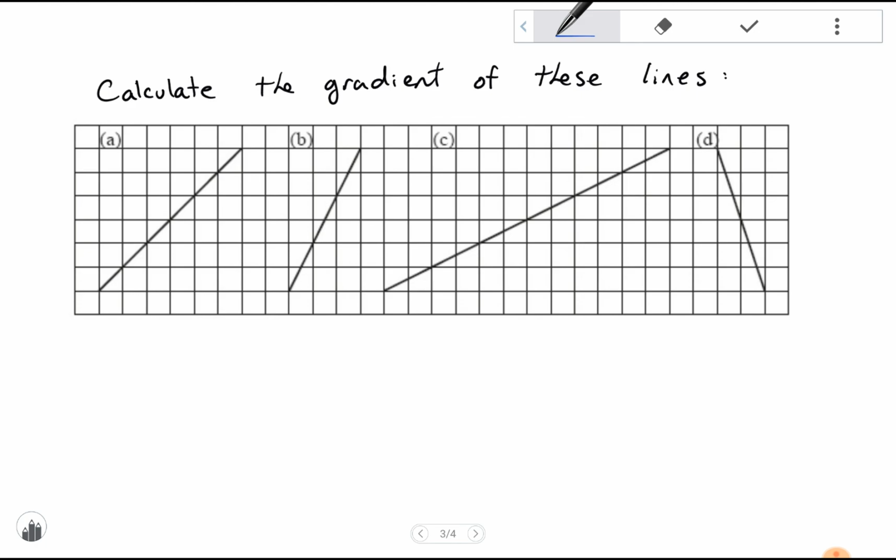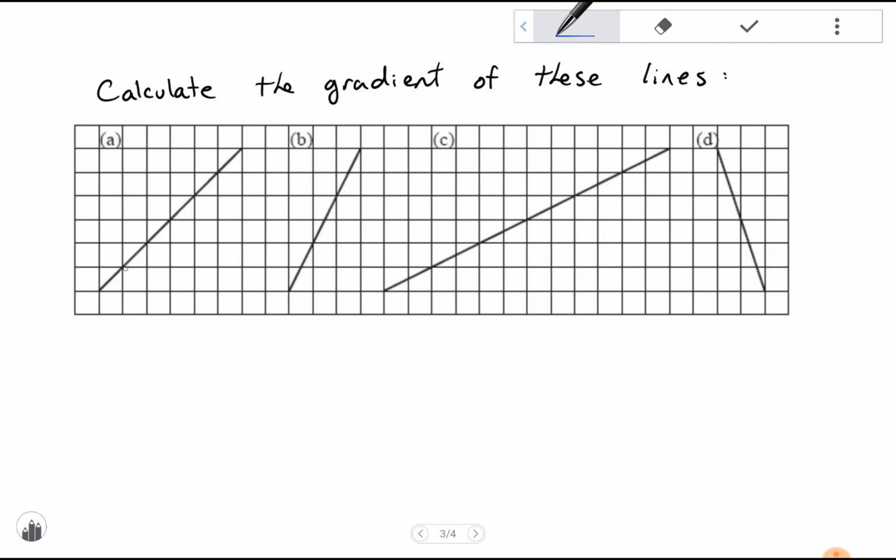Let's calculate the gradient of these lines. So these are already given, and we said gradient is the same as slope, and the equation is rise over run. So we're going to calculate rise over run for these 4 straight lines. Okay, so we can start anywhere where there's an intersection, and we'll also assume that each one of these lines represents 1.